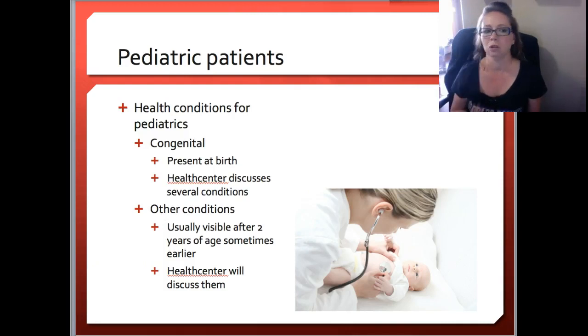Health Center 21 will go over different healthcare conditions for pediatrics, breaking it down to congenital, which is present at birth, and other conditions that are visible after, usually after 2 years of age. Sometimes it's earlier, so keep that in mind when you're going through those diseases and conditions.